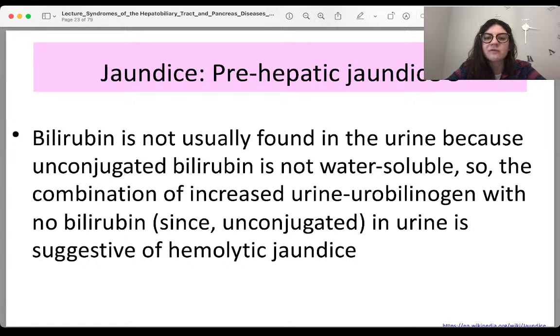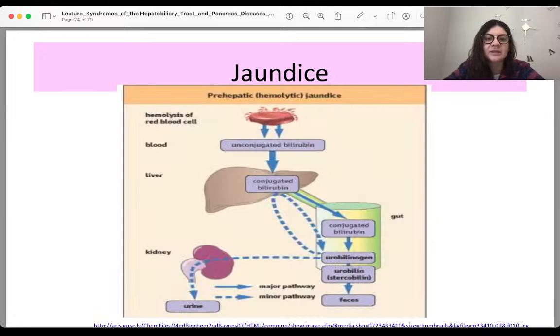Bilirubin is not usually found in the urine because unconjugated bilirubin is not water soluble, so the combination of increased urine urobilinogen with no unconjugated bilirubin in urine is suggestive of hemolytic jaundice. And here you see the mechanisms and level of jaundice, if it is prehepatic or hemolytic, according to its main mechanism.